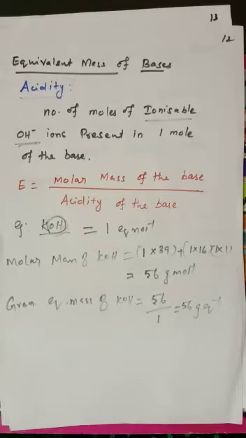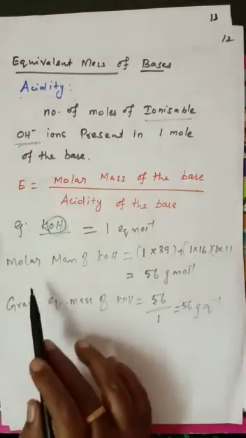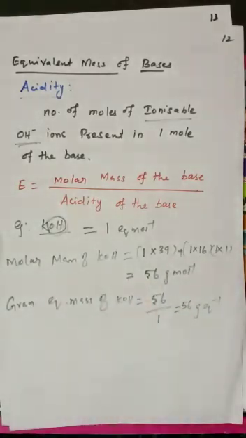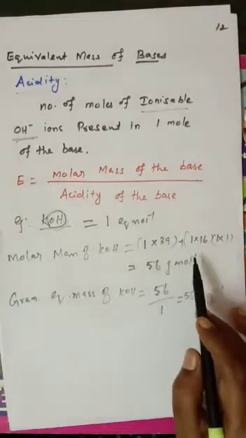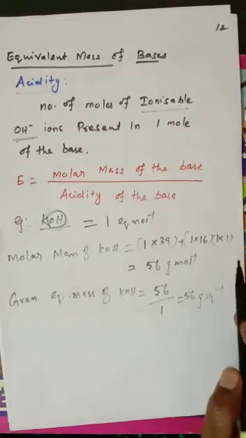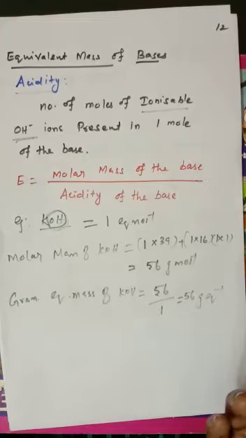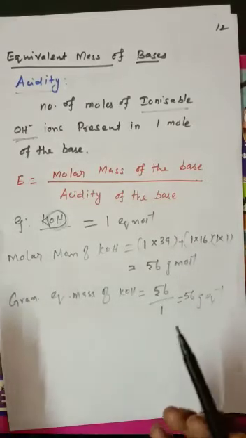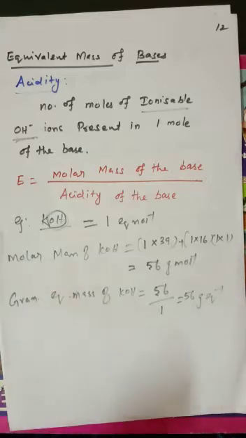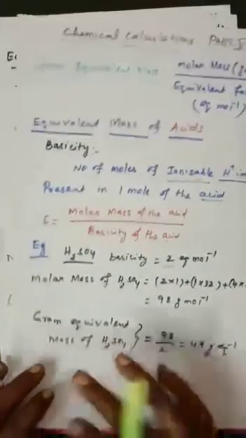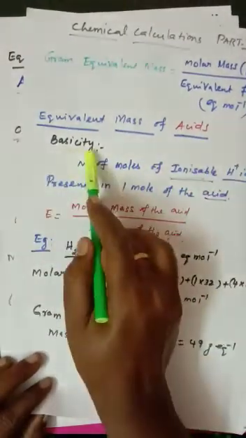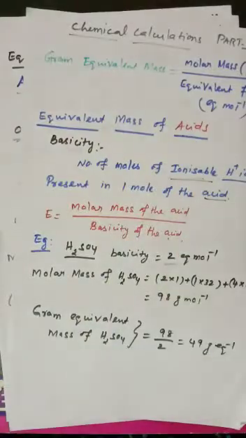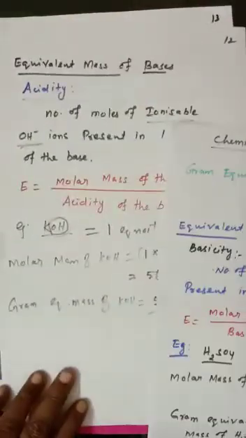So if you want to calculate the equivalent mass of bases, we need the acidity, which is the number of replaceable OH minus ions. At the same time, if we want to calculate the equivalent mass of acids, we need to calculate the basicity.